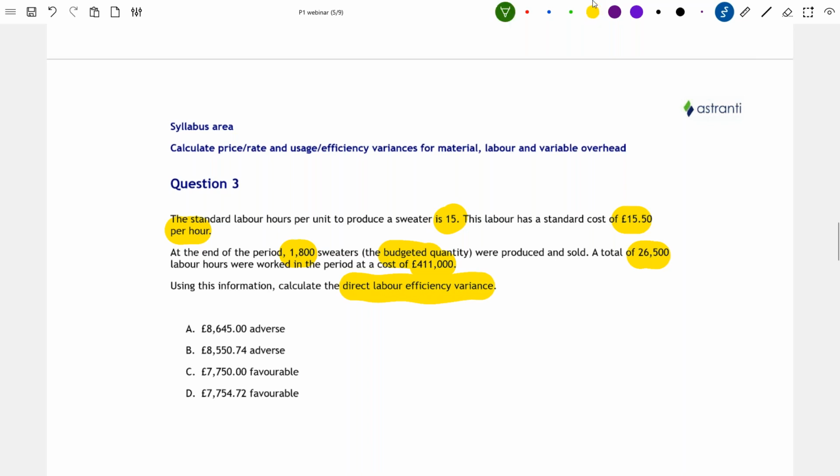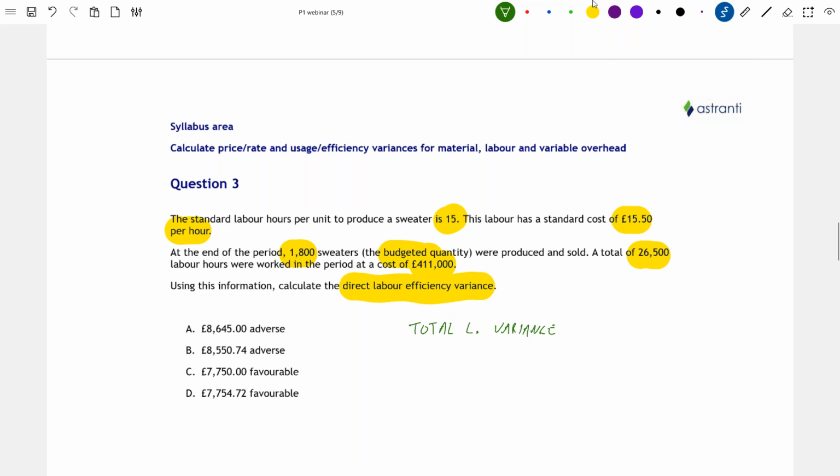So when it comes to labor variances, then we can think of, first of all, the total labor variance. So all this is the difference between the amount we expected to spend on labor and the amount that we actually spent on labor in the relevant period.